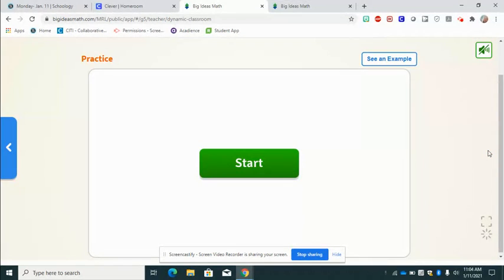Okay, now you're going to do your practice activity. You need to do this in your Big Ideas Math through Clever so that we can see that you're doing your work and that we can check for understanding. If you have any questions, please let us know.